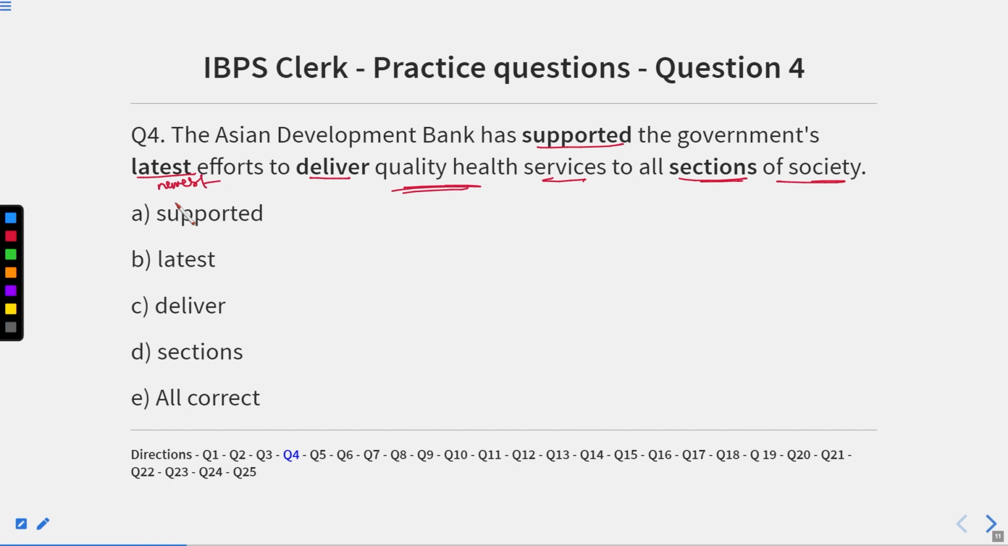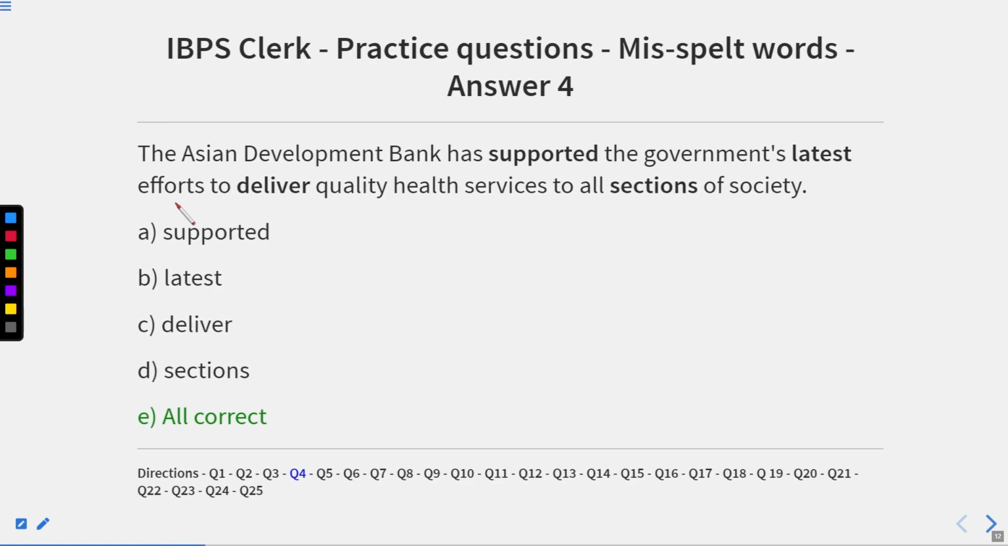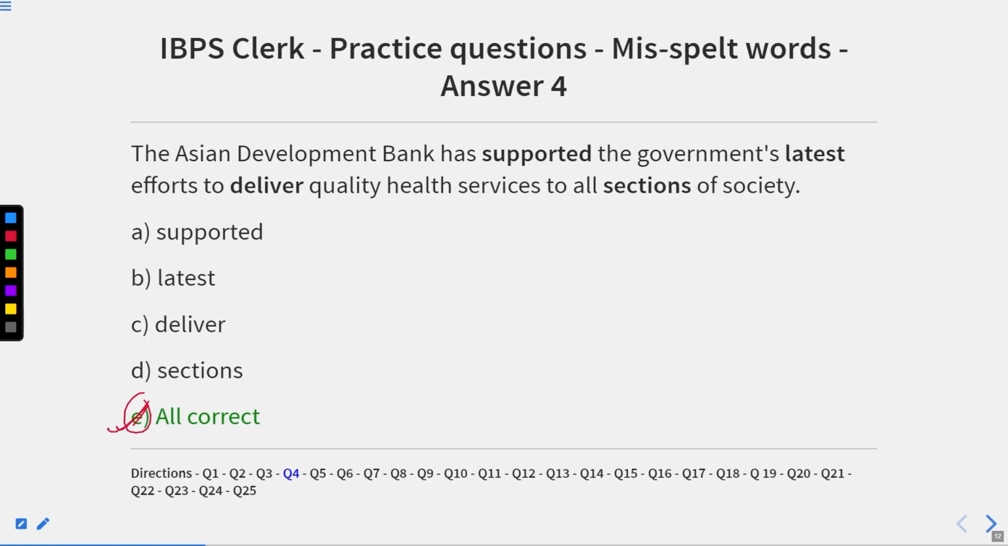Now, if we see, we cannot find any error in the sentence. I think that the sentence is entirely correct. The sentence is absolutely correct. So our answer will be all correct. Of course, if there is no error in the sentence, the answer is all correct. So here our answer is E because the sentence is absolutely correct entirely. Now let us move to the next one.